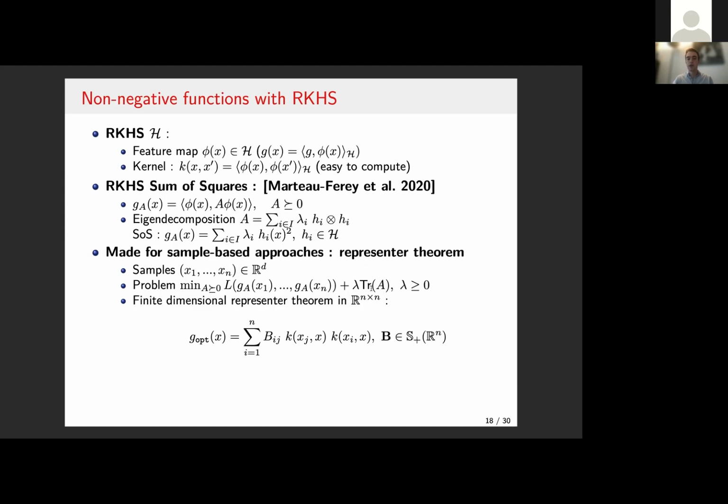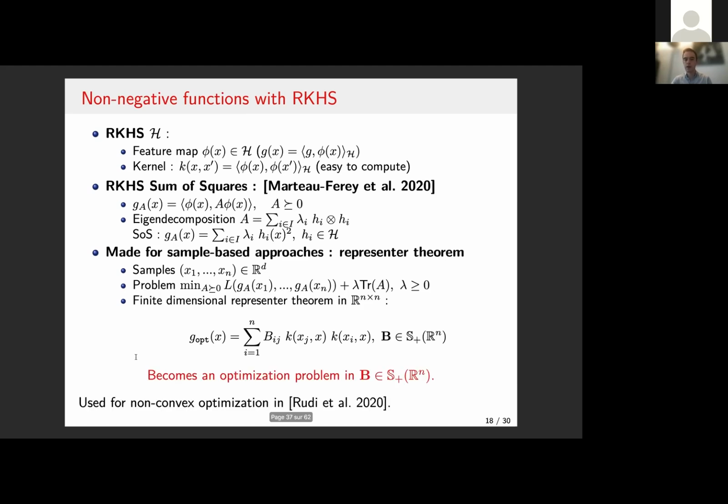Then we also have an equivalent representer theorem, which says that the optimal value G can be written as, this time, a bilinear combination of the k_{x_i} and k_{x_j}. So it's this finite sum of B_ij k_{x_i} k_{x_j}, where B, the Gram matrix B, has to be a positive semi-definite matrix of size n. Okay, so we can solve problems where we want to learn functions that are sums of squared Sobolev functions, for instance, based on a finite number of samples, as a finite dimensional problem over positive semi-definite matrices.